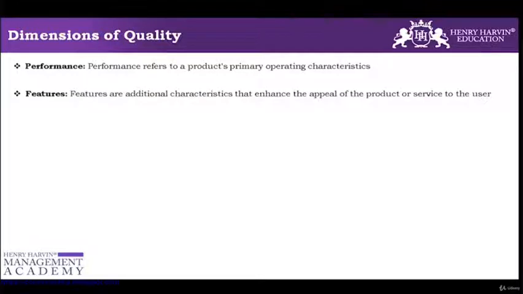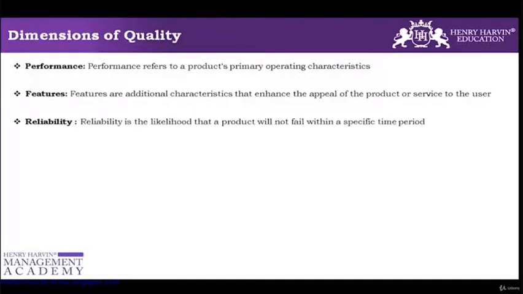There are certain dimensions of quality. When I talk about dimensions, these are the criteria which need to be fulfilled, then only would I call a product or service a quality product. First is performance, because everybody looks for performance nowadays. Everybody looks for features, because if they're not getting features, they will not be satisfied.